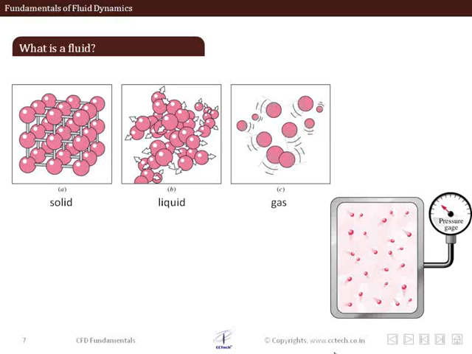In case of liquids, the molecules are not very well arranged, but there are cohesive forces between different molecules and they try to stick together as much as possible. But in case of gases, it is completely different. Each molecule is free to move and they have very weak cohesive forces between the molecules.